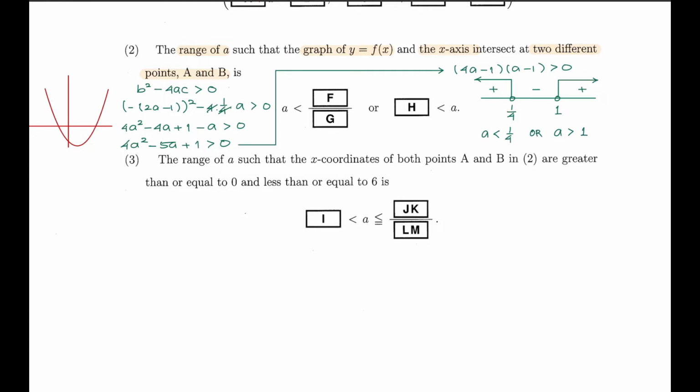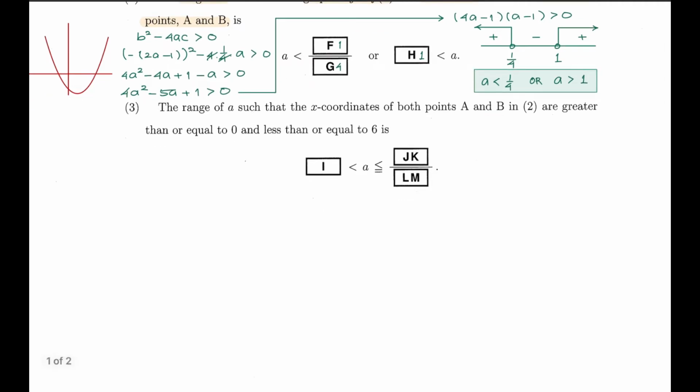So we already obtained the answer of this question. F is 1, a less than 1 over 4. So F is 1 and G is 4. And then a greater than H, a greater than 1. This is the answer of the second question.